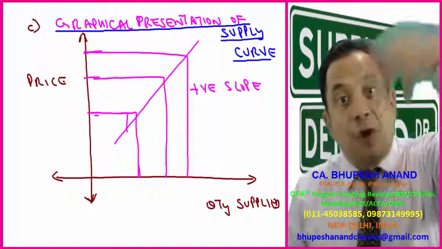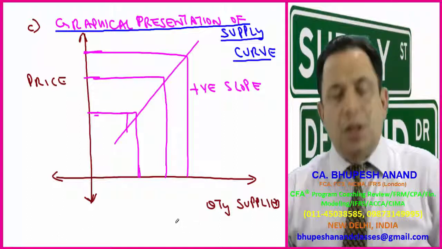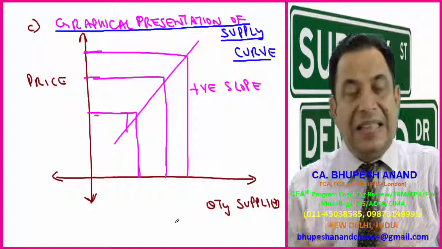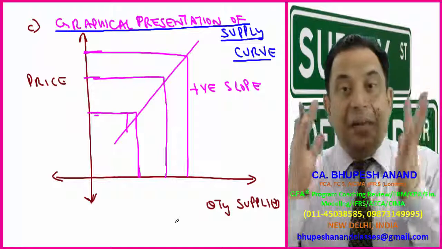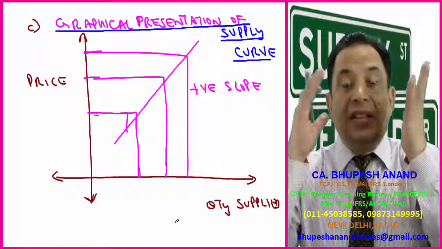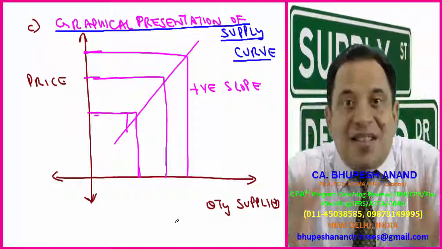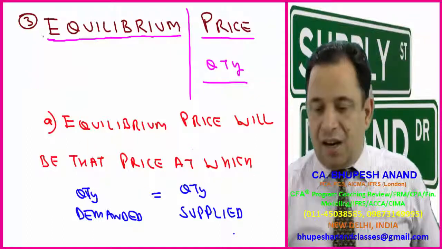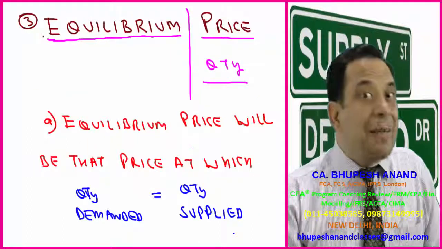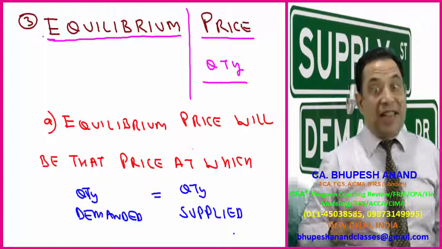So if I see it from the producer's point of view, this is all in relation to supply. This is the law of supply. These are the variables in relation to supply. This is a supply function. This is the supply curve, and this is a graphical presentation of the supply curve. So let me start with a new concept, the next concept of today's lecture.